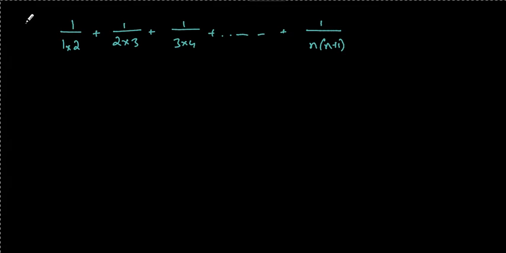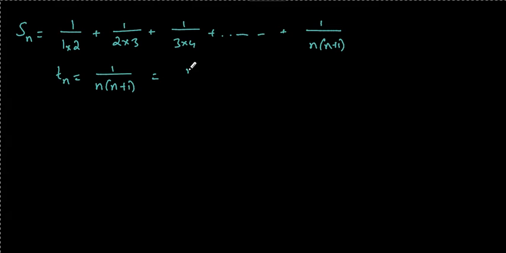Consider the following summation of a sequence: 1 by 1 into 2 plus 1 by 2 into 3 plus 1 by 3 into 4 and so on. The nth term would be 1 by n into n plus 1. So let us denote this by Sn. If you look at this, the nth term is 1 by n into n plus 1.